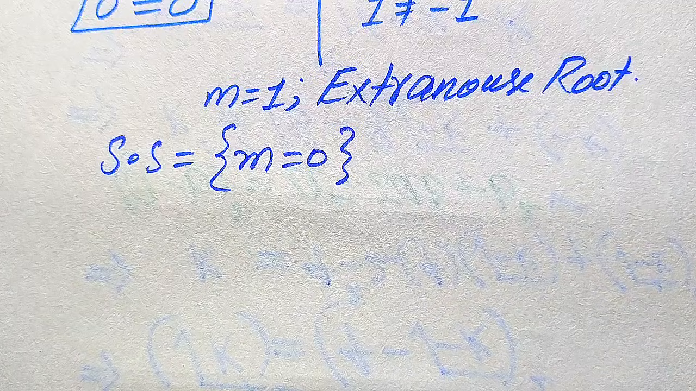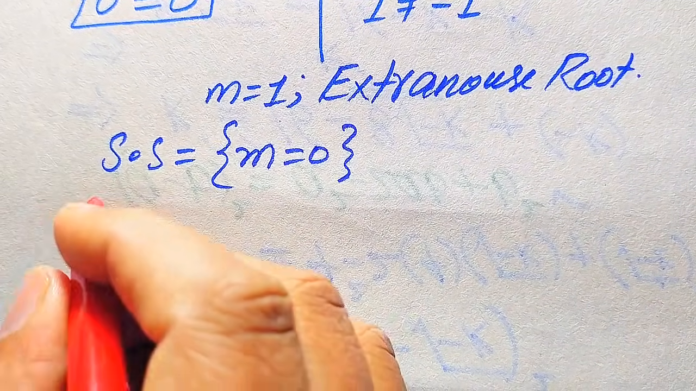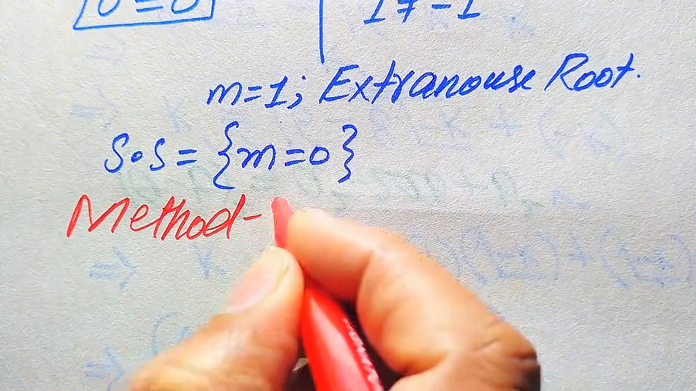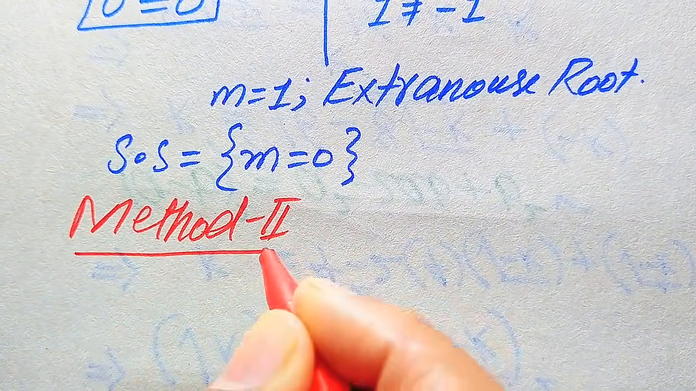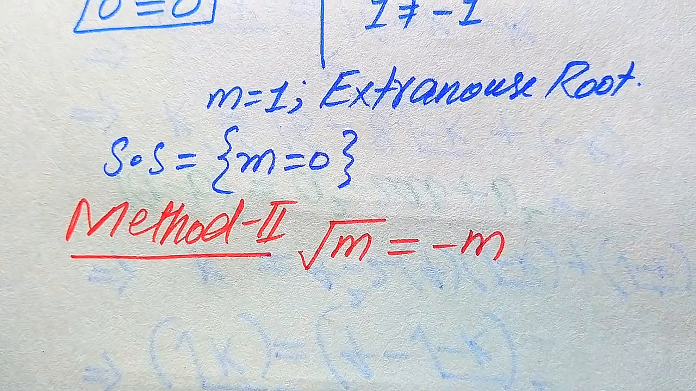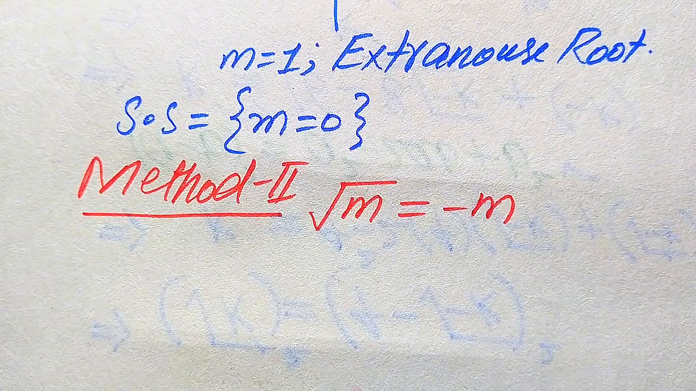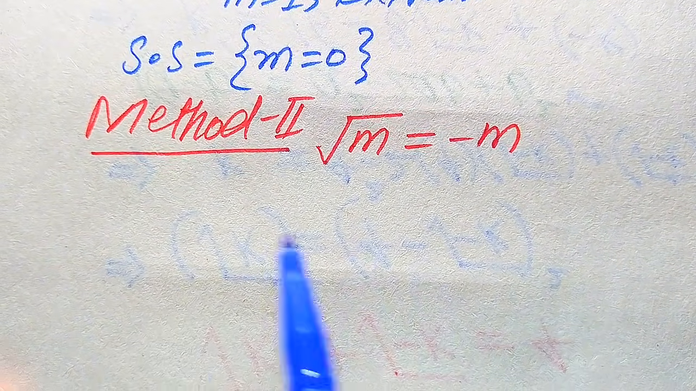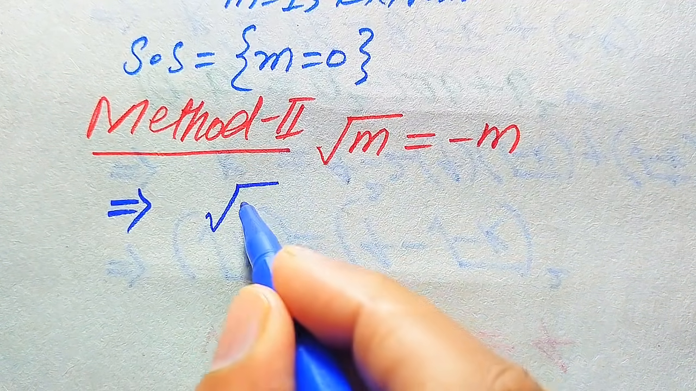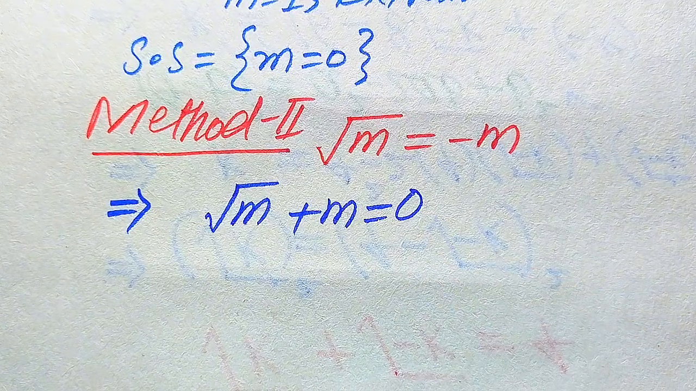And now here we need to move towards our second method. So in the second method, first we copy down the given question statement, that is square root of m is equal to minus m. This is our given question statement, and here I can again solve this problem with another technique. So first we move minus m from the right hand side to the left hand side, and it will be written as square root of m plus m is equal to 0.